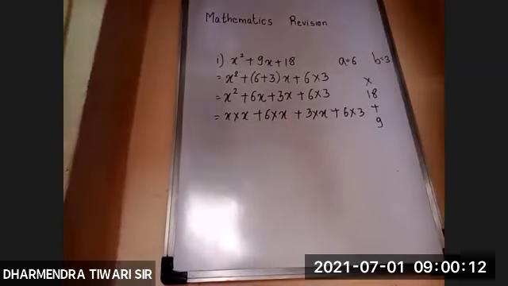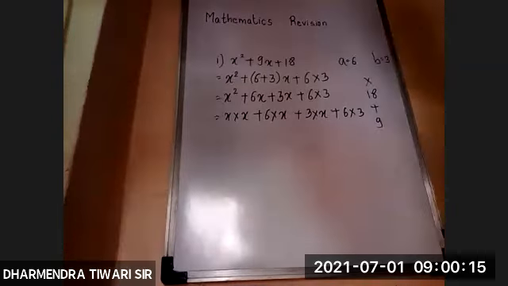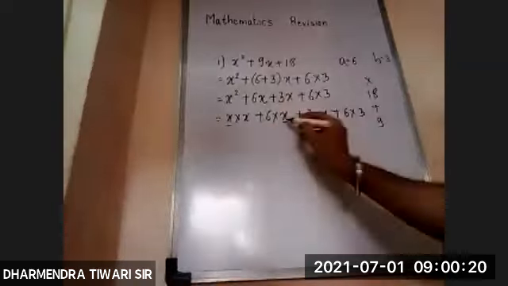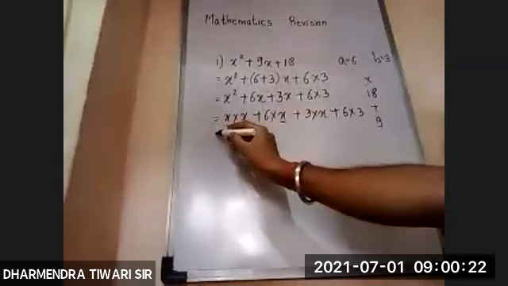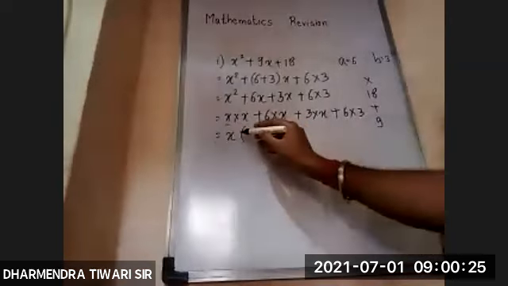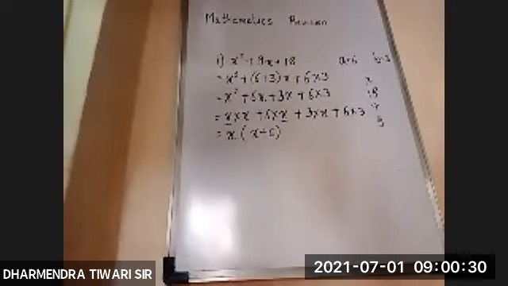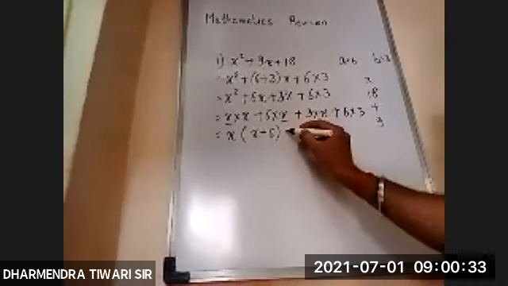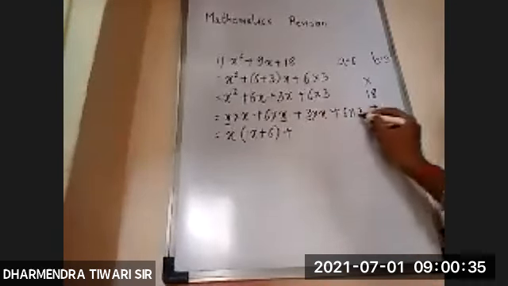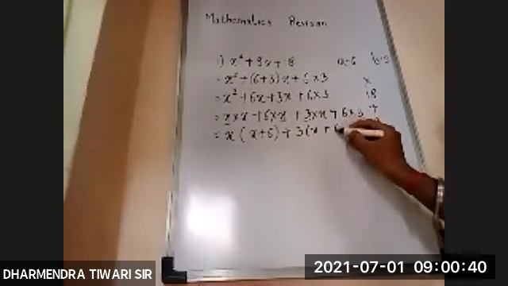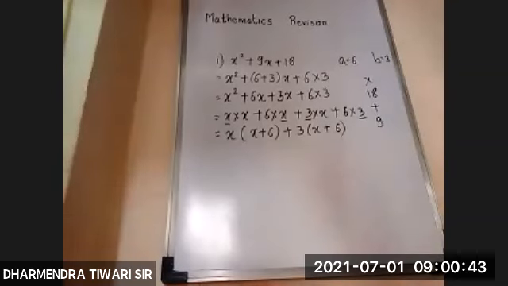So our observation from this is that x is common. So we can take x common. I've taken x outside. What remains? x plus 6 remains. So after that, write this plus as it is. Now again we can see 3 common. So take 3 outside. What remains? x plus 6.